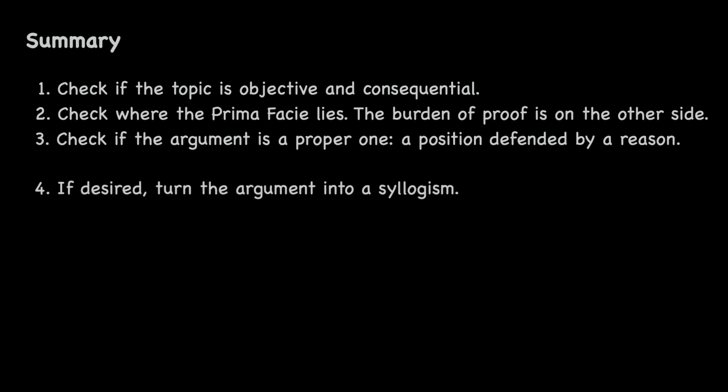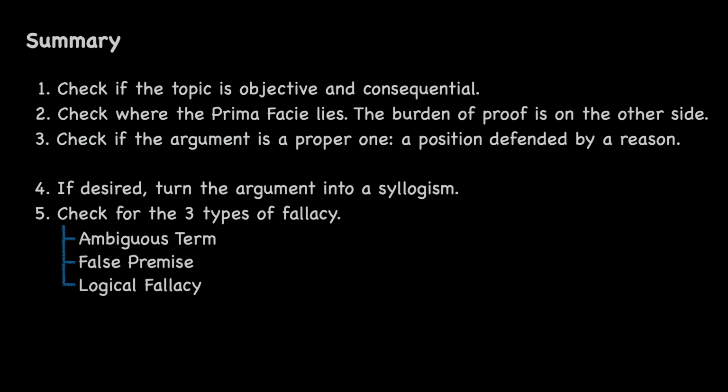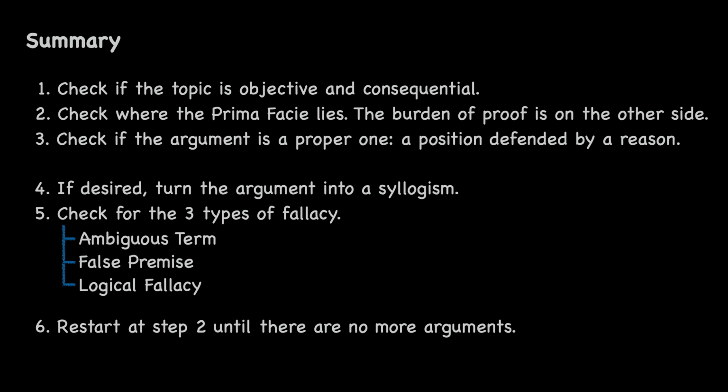4. If desired, turn the argument into a syllogism. This is optional, but can help to make things clear. 5. Check for the three types of fallacy: an ambiguous term, a false premise, and a logical fallacy. 6. Restart at step 2 until there are no more arguments. 7. Congratulations, you have completed the debate. It may not result in persuasion, people may not accept to be persuaded, and it may not even end with the right position. More objections may arise later. Nevertheless, as you find which arguments hold and which are refuted, each debate ultimately gets you closer towards knowing the truth.